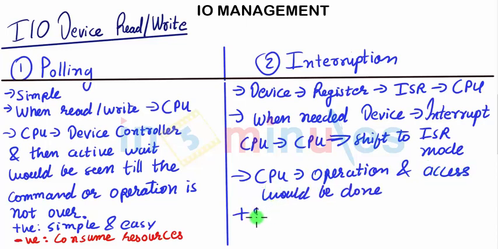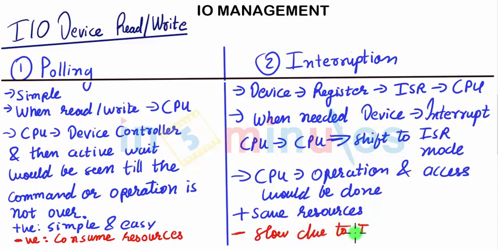This does save resources, but also has a negative side. The negative is it makes the overall process slow due to the ISR, as the CPU needs to shift from normal mode to ISR serving mode.